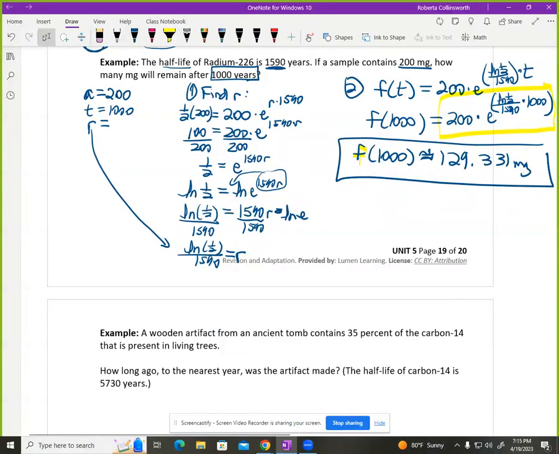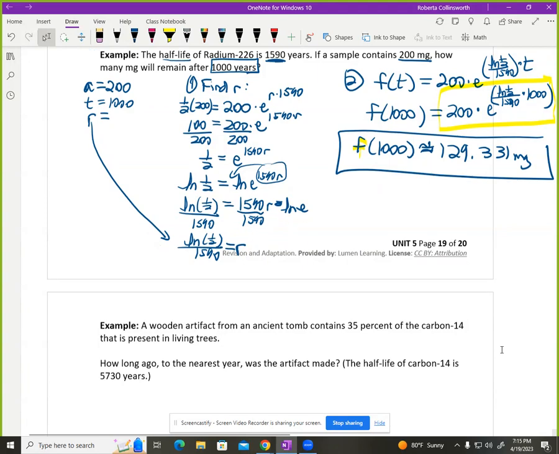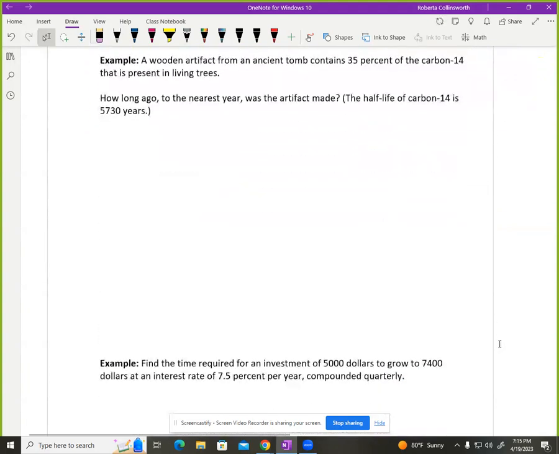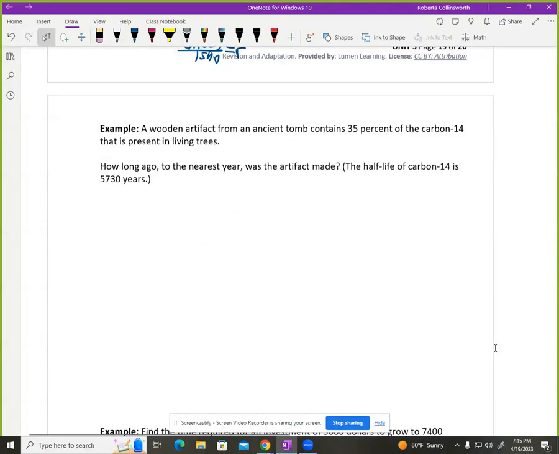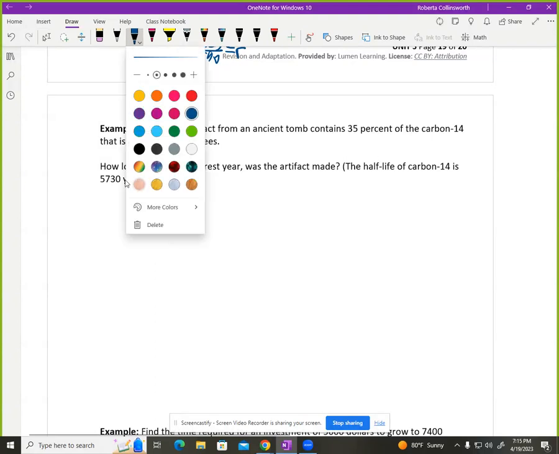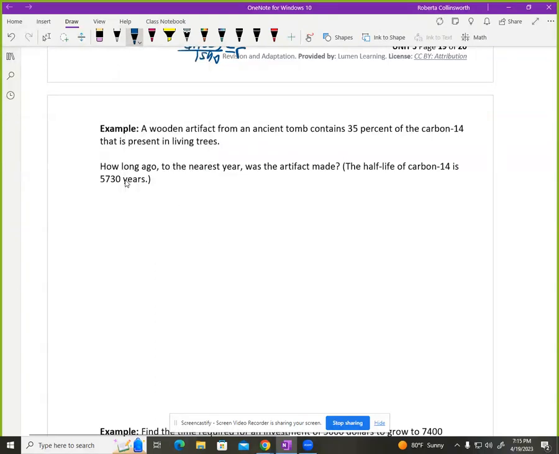Okay, so we're going to look at the next problem, which is a problem about a wooden artifact and carbon dating, which is how they find how old something is that's been buried in the ground for a long time. It says a wooden artifact from an ancient tomb contains 35% of the carbon-14 that is present in living trees. How long ago to the nearest year was the artifact made?